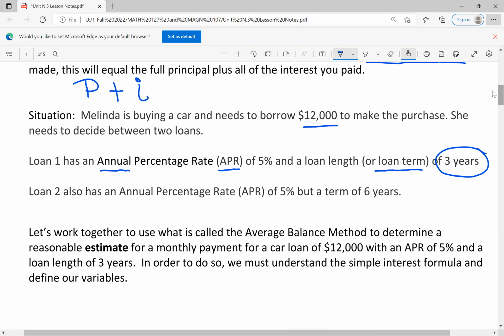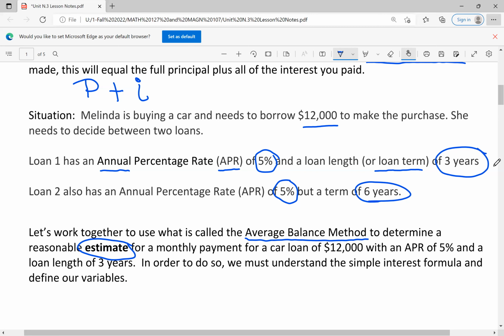Loan 2 also has an annual percentage rate of 5%, just like loan 1, but the term or loan length of loan 2 is 6 years. We're going to work together to use what is called the average balance method to determine a reasonable estimate. Remember, nothing perfect here, for a monthly payment for a car loan of $12,000 with an annual percentage rate of 5% and a loan length of 3 years.